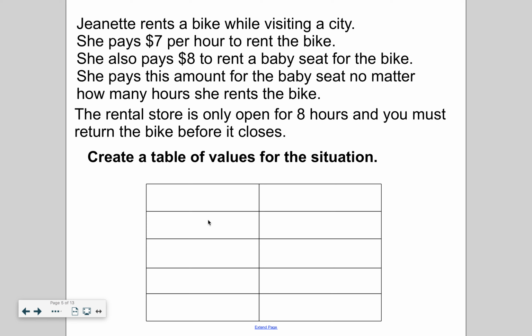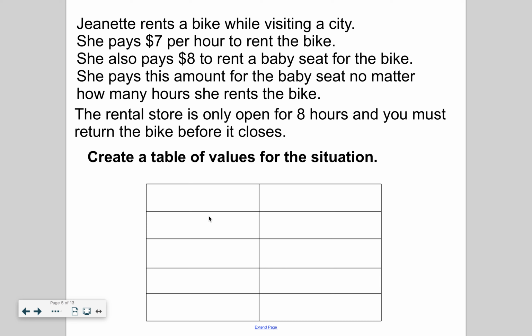So even if she gets on the bike, she puts the baby seat on, she rides a block, and she turns around and she says, you know what, I don't want to ride this bike. And you say, well, she didn't ride it even for an hour. She's still going to pay $8 for that baby seat. So that's kind of where that's coming from. I know a lot of you are going to think, well, 0 hours, it would be free. She's paying the $8. Once she signs the agreement, she's paying at least $8.